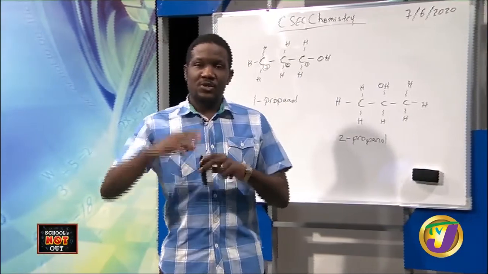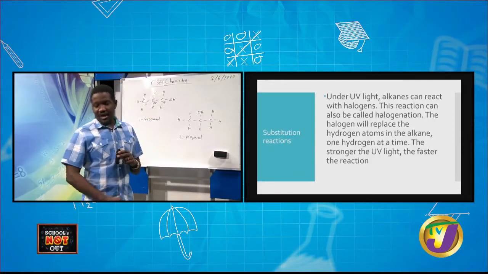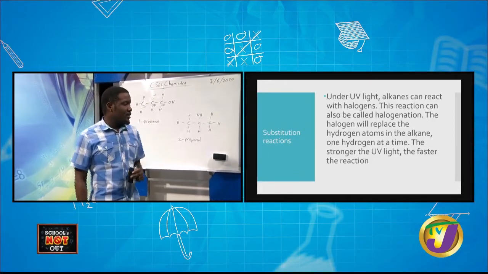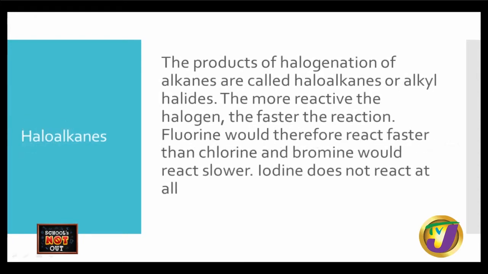All right, so the first hydrogen comes off, then the second one, then the third, then the fourth. So the overall reaction would be this: CH4 plus 4 chlorine will give you CCl4 plus 4 molecules of hydrogen chloride gas. All right.